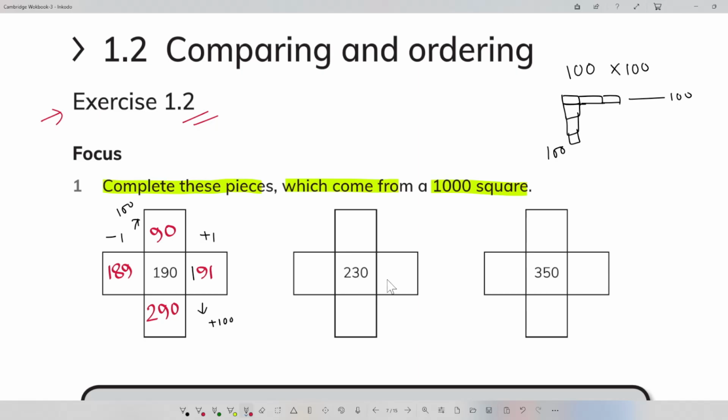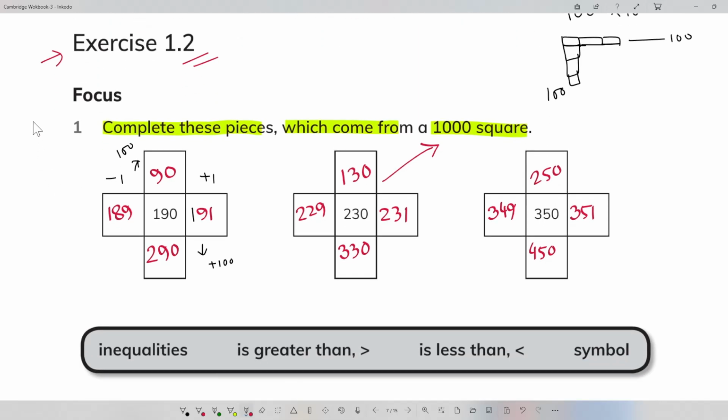Second one, here is 230, so 231, and left side 229. Bottom 330, up 130. This is about the 1,000 square. Next, 350, so here is 351, and left side 349, and bottom 450, up 250. Okay, so our first question of exercise 1.2 is done.